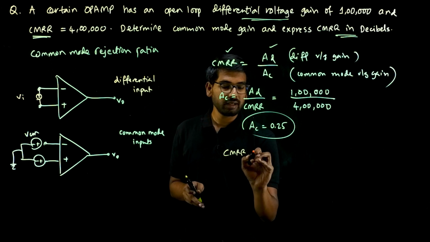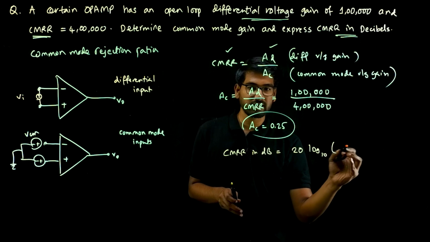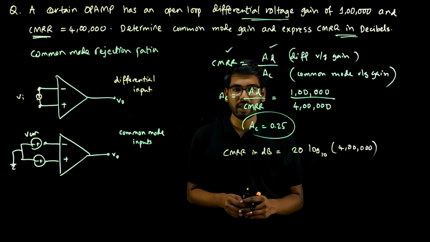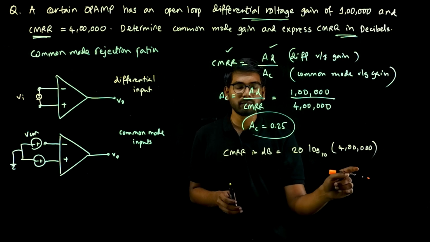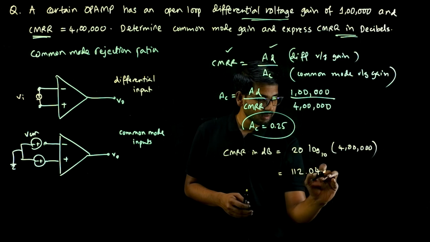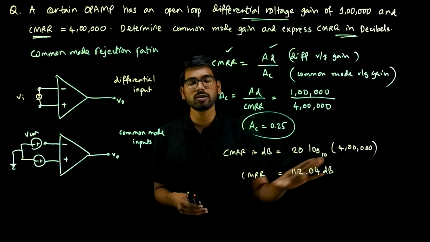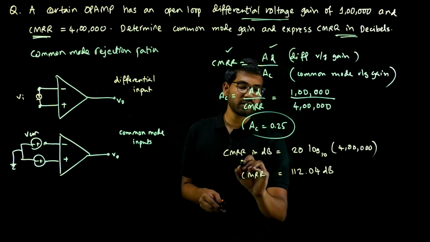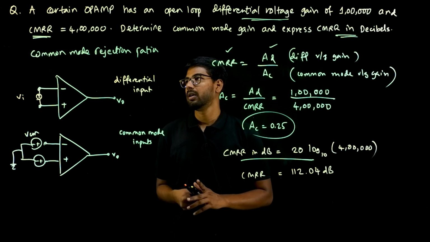CMRR in decibels is 20 log to the base 10 of the numerical value. The numerical value is 4 lakh. If you substitute this in the calculator, making sure you are not using natural log but log to the base 10, you will get a CMRR of 112.04 dB. It is usually in the range of 60 to 120. This is the formula you should remember for CMRR in dB: 20 log to the base 10 of the numerical value. So that's it for this question.